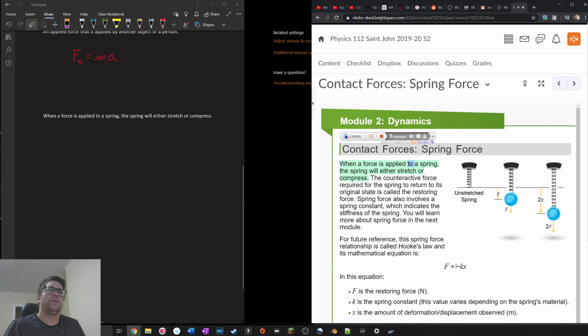When a force is applied to a spring, the spring will either stretch or compress.